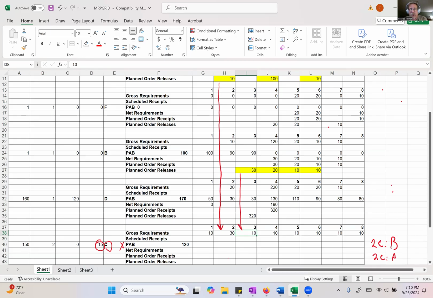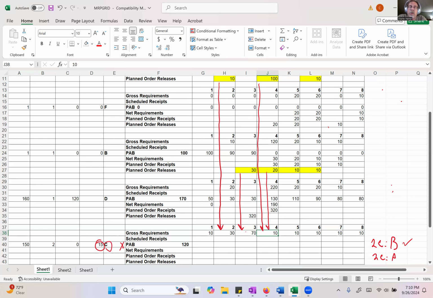Okay. We go to period 3. We want 30 B's, and over on the right, it says two C's for every B. So if I want 30 B's up on top here, then I need 60 C's plus the 10 spare parts. So I need 70 total.